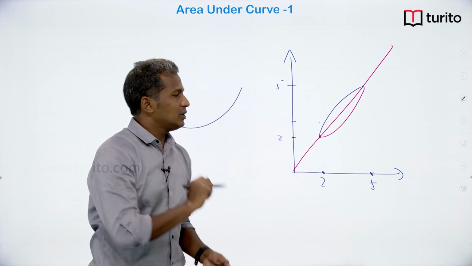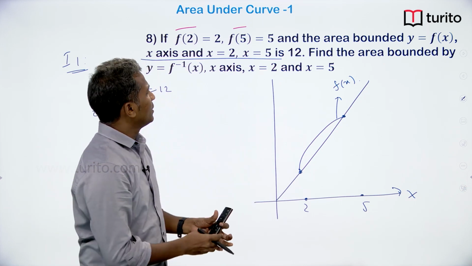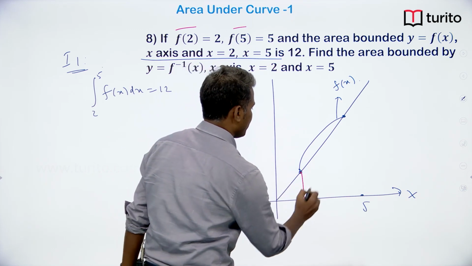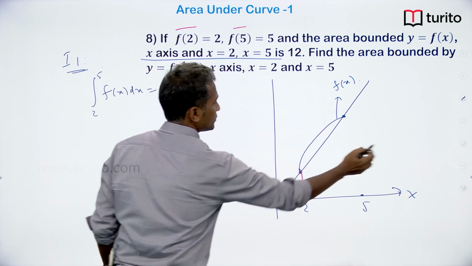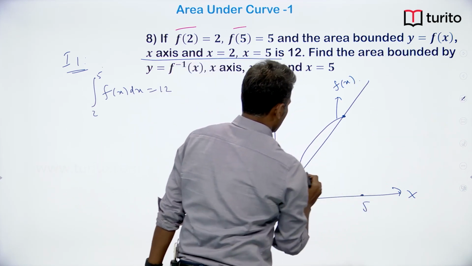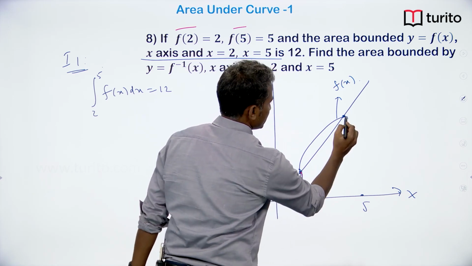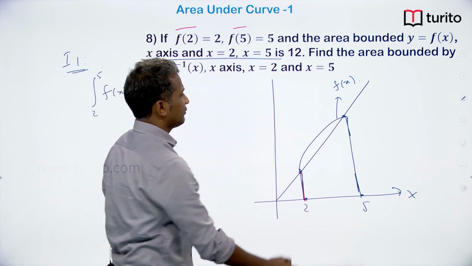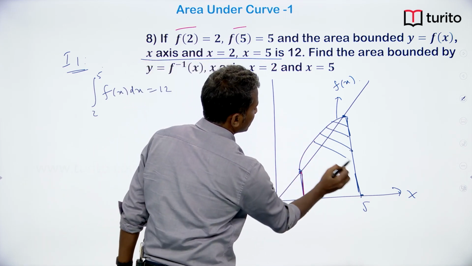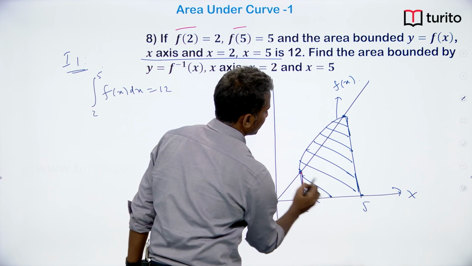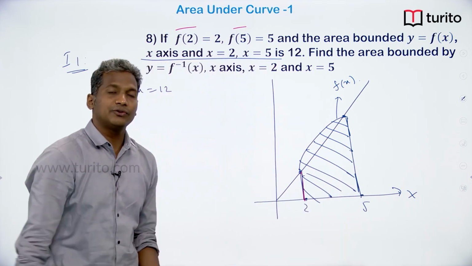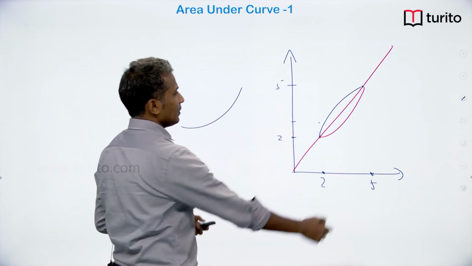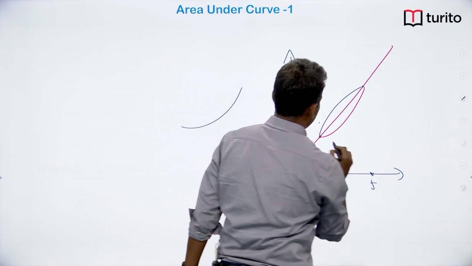And now let us look at the area. What is the area of f of x formed with the x-axis? Okay, so it has to come in blue. The area formed by f of x with the x-axis between the ordinates 2 and 5 will be this area. Now, what is the area formed with the x-axis by the inverse function? So, it is this area.